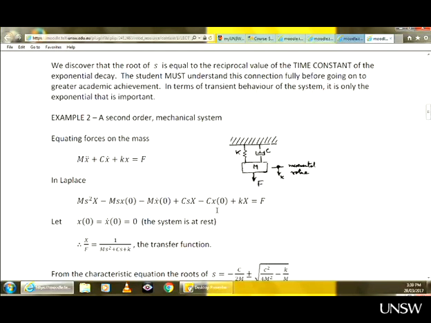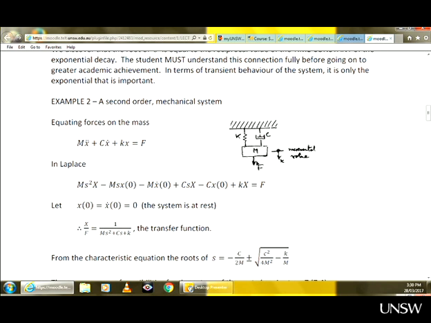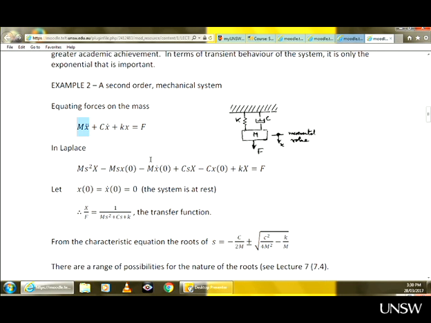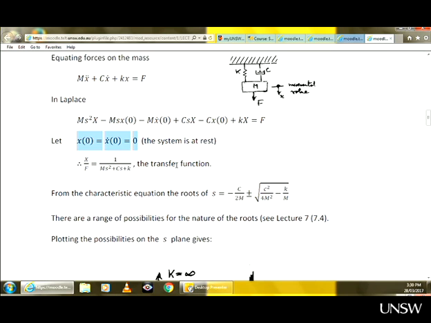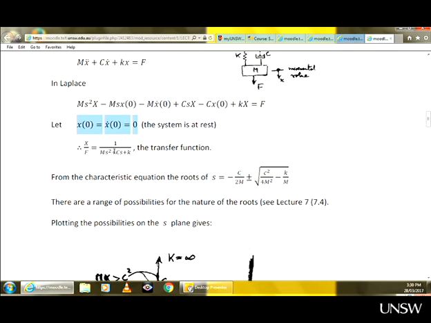Now, example 2, second order system. Let's take, again, a spring mass damper system. Force analysis, so analyzing the forces acting on this mass, you will have force pulling down, the input force. The spring and the damper will be resisting that force, and then you have the inertia term as well. Apply Laplace transform, assume zero initial conditions, so the system is at rest, not moving. And this is the transfer function.